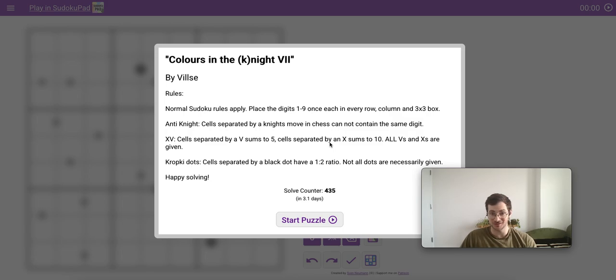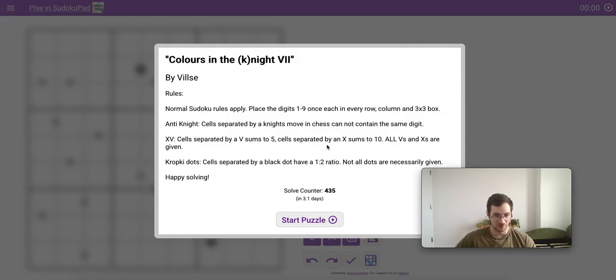To another puzzle. Today we're going to be solving the puzzle Colors in the Night 7 by Villse. Here are our rules for the puzzle. Normal Sudoku rules apply, so we're going to place the digits 1 to 9 in every row, column, and 3 by 3 box. We have an additional rule.